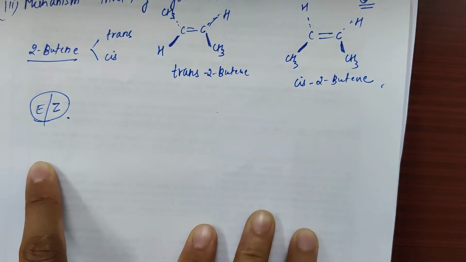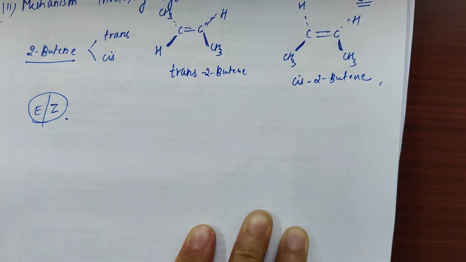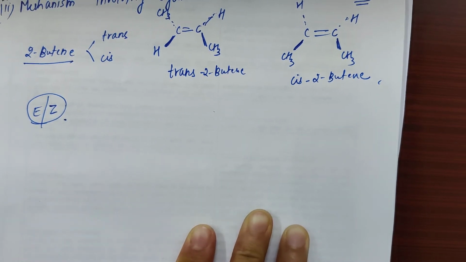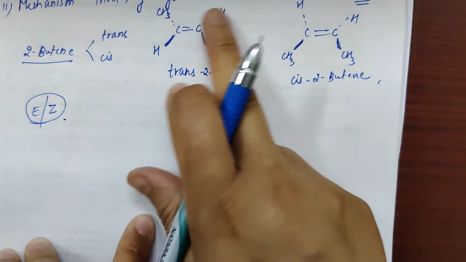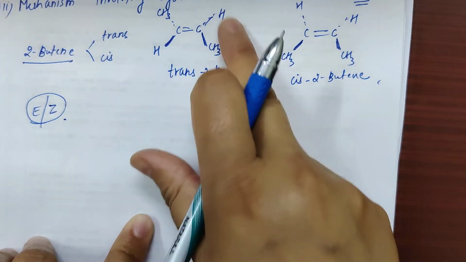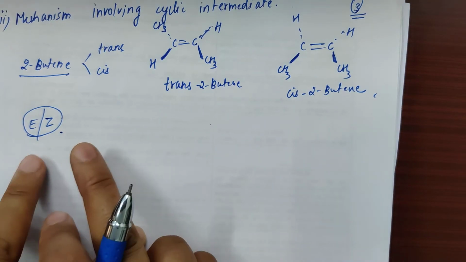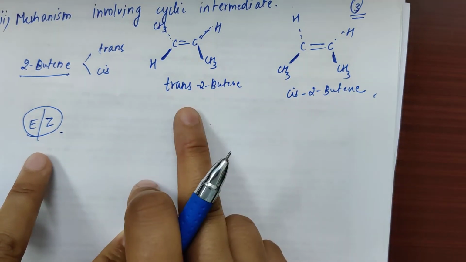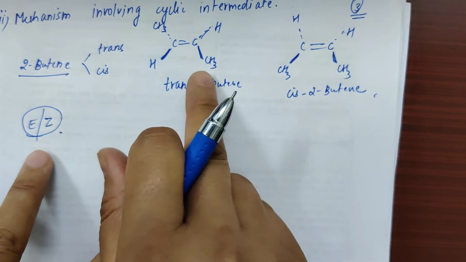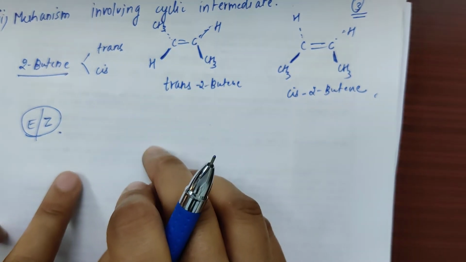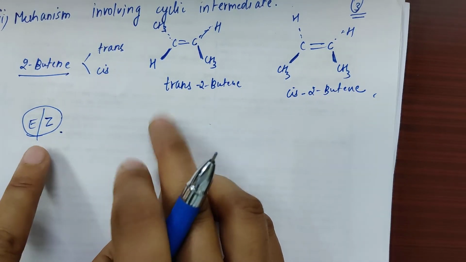The molecules that can only be written in EZ cannot be written as cis and trans, where you have three different substituents. Those cannot be written in terms of cis and trans, but the molecules which have only two different substituents can be written as E and Z.